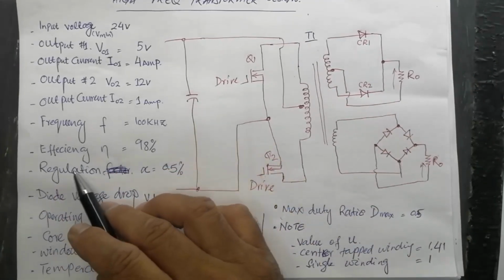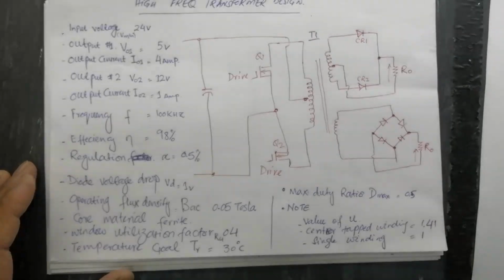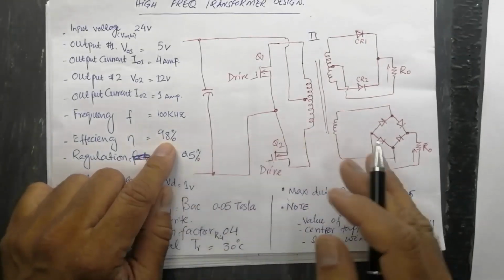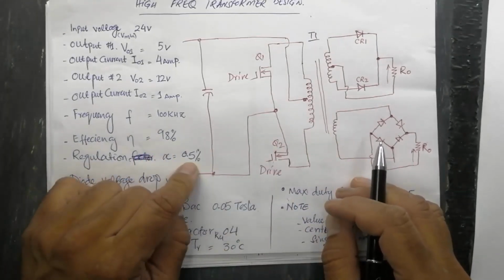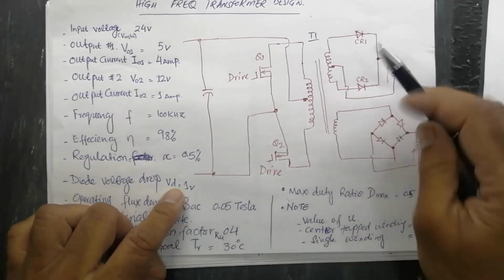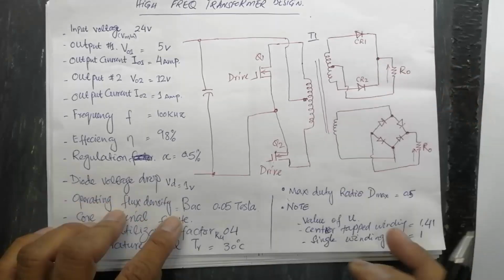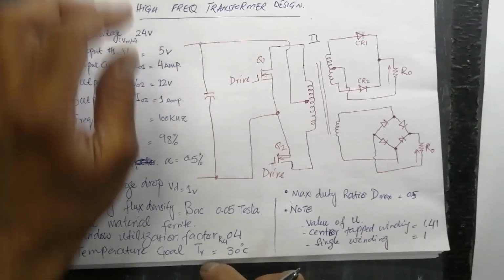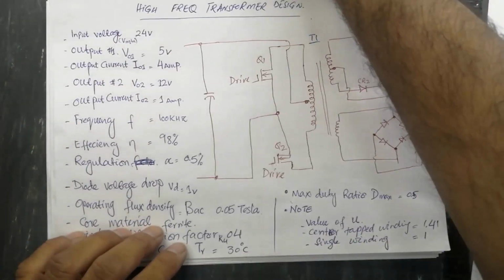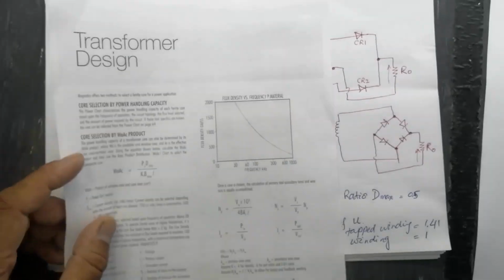Frequency 100 kHz, and the efficiency of the transformer we need is 98%. Regulation 0.5%. Diode voltage drop 1 volt for each diode. Operating flux density. For operating flux density, we have to refer to this chart.